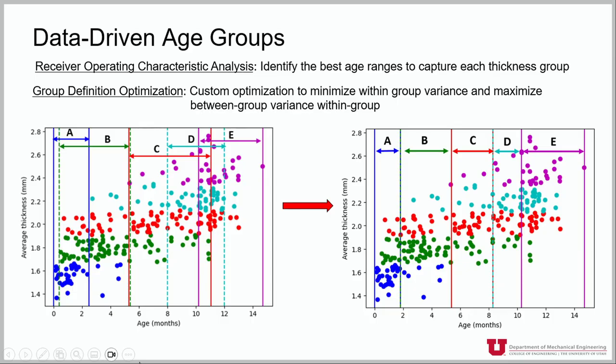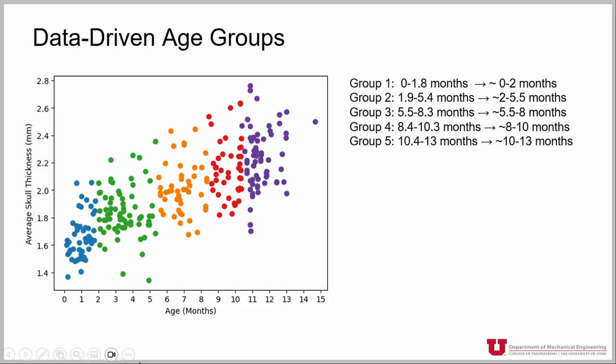And so by doing that, we ended up with 5 age groups, okay? And the breaks are not going to be pretty, right? 0 to 1.8 months, 1.9 to 5.4 months, 5.5 to 8.3 months, 8.4 to 10.3, 10.4 to 13. Not pretty numbers, though you could probably round these if you wanted, and you probably wouldn't get much error. So 0 to 2, 2 to 5.5, 5.5 to 8, 8 to 10, and 10 to 13.